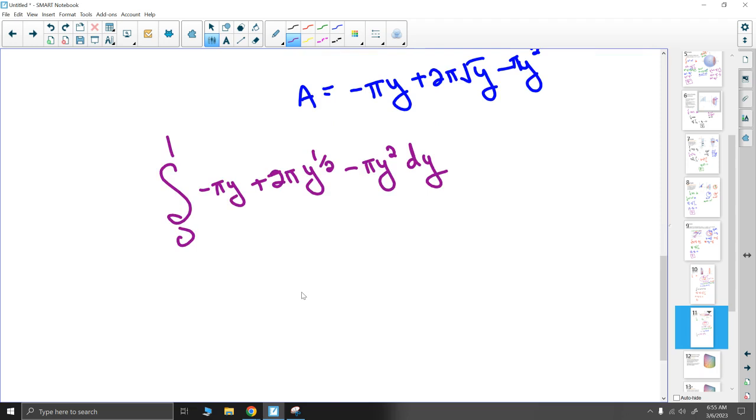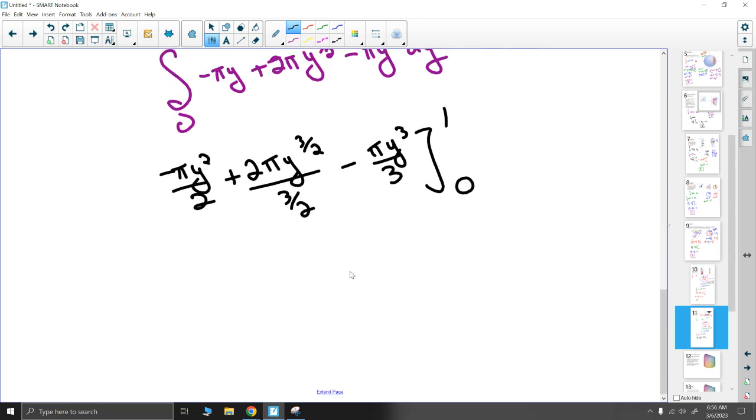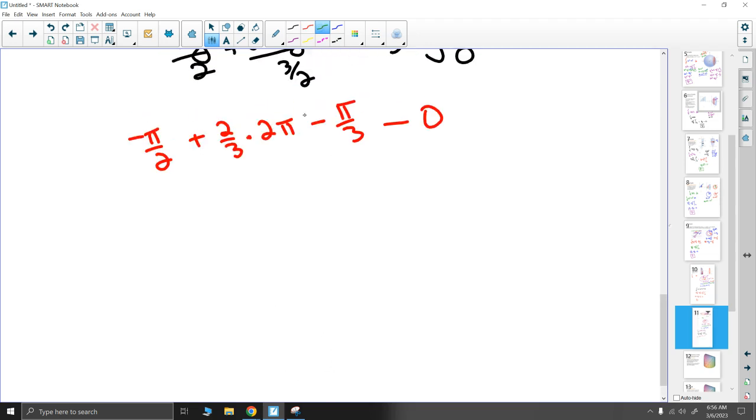Okay, so if we integrate this, we'll have negative pi y squared over 2 plus 2 pi y to the 3/2 over 3/2 minus pi y cubed over 3 from 1 to 0. Okay, so plugging in 1 here, we have negative pi halves plus 2/3 times 2 pi minus pi thirds, and then plugging in 0, we'd have minus 0. Okay, so let's see, cleaning this up a bit, negative pi halves plus 4 pi over 3 minus pi thirds.